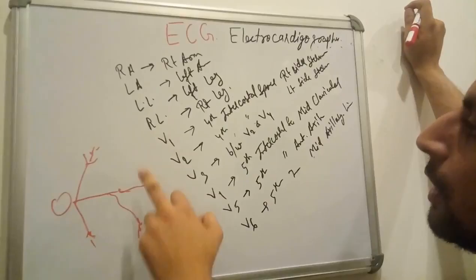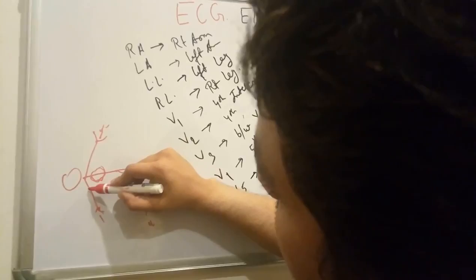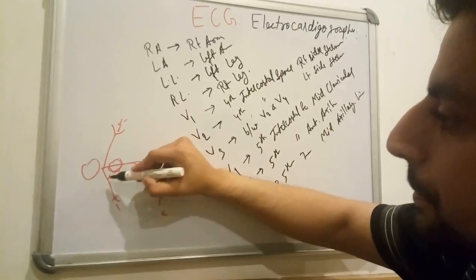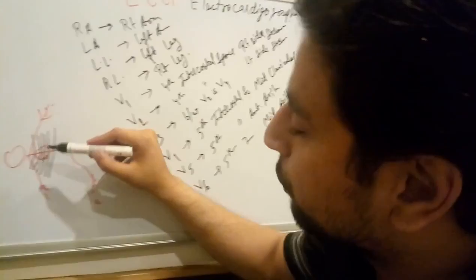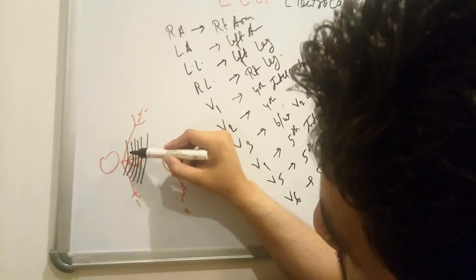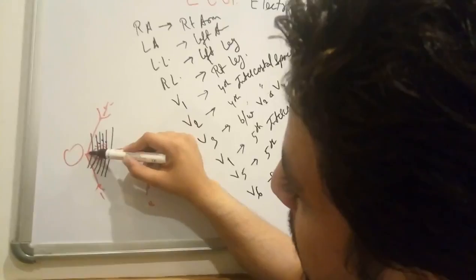And where the heart is located, V1 and V2 here. I will explain you in a black pen. Okay, rib number, clavicle forward, rib number 1, rib number 2, rib number 3, rib number 4, rib number 5, rib number 6. So we are going to put the 4th intercostal space. So first intercostal, second intercostal, third, fourth. So from the sternum here, by green I am going to show you. Here V1, 4th intercostal space.